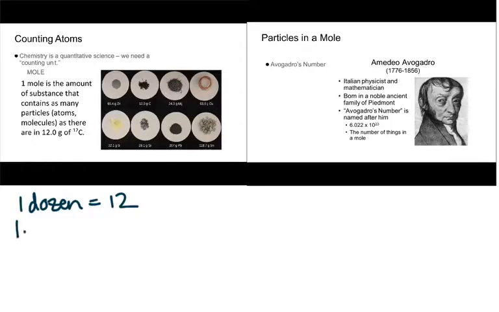But if I say I have 1 mole of something, it means I have 6.022 times 10 to the 23rd of whatever that thing is. I could have a mole of pennies. It means I have 6.022 times 10 to the 23rd pennies. But what we use it for is molecules. So if I have 1 mole, I have 6.022 times 10 to the 23rd molecules or atoms or particles, something like that. We do that because molecules are really, really small, right?